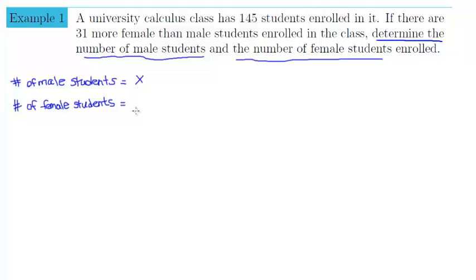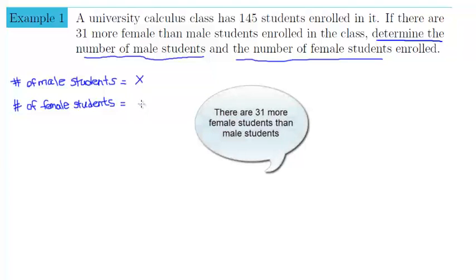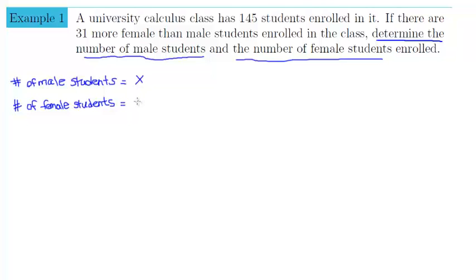For that we have to go back into the problem. It says, first of all, that there's a total of 145 students, which we could use, but on this next phrase, if there are 31 more female than male students, that means the number of females is 31 more than the males. So how can we write the number of females in terms of males? Well, it's 31 more. So if we have the number of male students, which we already called x because we don't know how many, and we add 31 to it, that should give us the number of females, right? Because there are 31 more females than males.